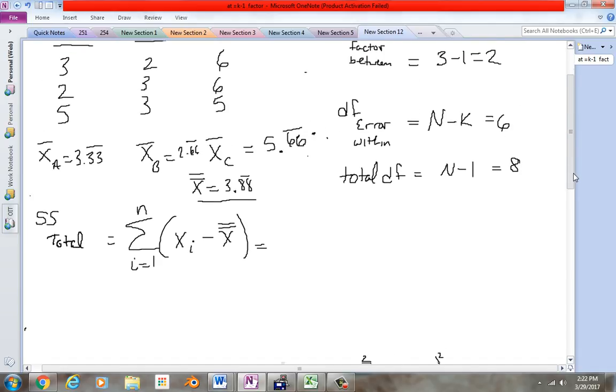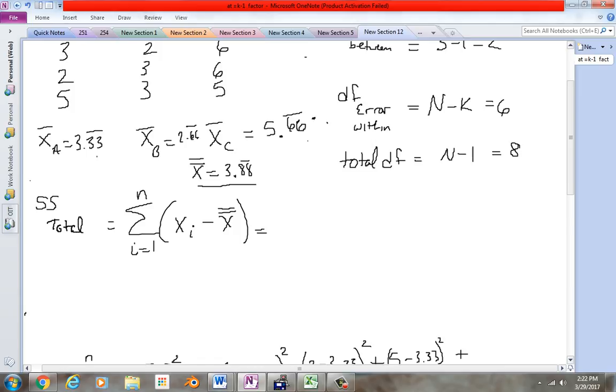So what you're going to want to do is find the means of each of these columns, which I did, and I found the overall mean. Now to find the sum of squares total, you're going to take each individual item and subtract the grand mean from it, like this. And then 2 minus 3.88 squared, and so forth, all the way through for all 9 of them.